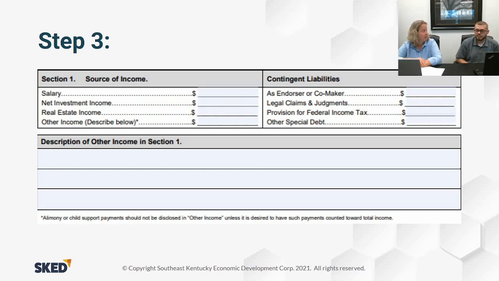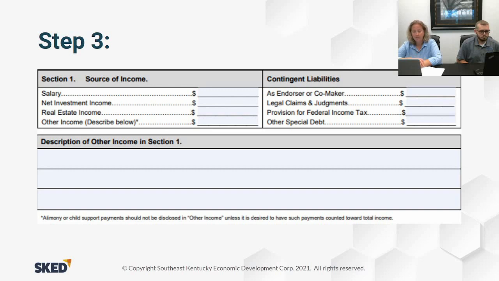Now, is that the full amount or the amount at filling this out? The amount at filling this out, because that's all you're legally responsible for at this point. And obviously that changes. Legal claims and judgments, if you have a judgment against you and you are ordered to pay X number of dollars, that would go there. Provision for federal income tax, if you know that you're going to have to pay federal income tax, you can put that in there.